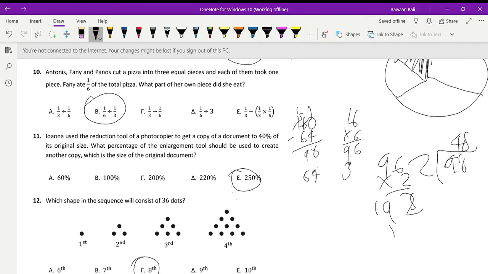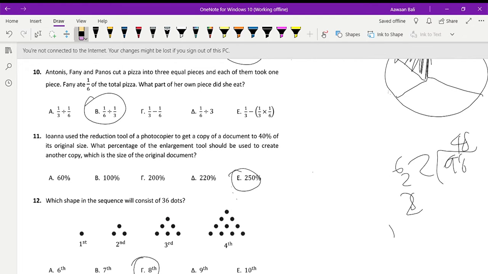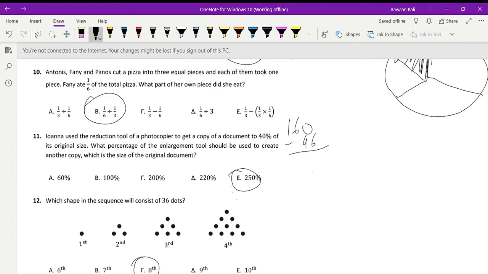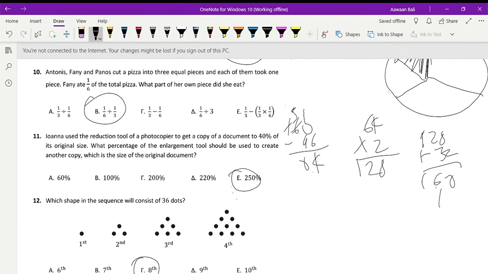Oh, wait, so it says it's 40% of its original size. Sorry, it says it's 40% of its original size, which means you minus by 60 though. So once it's 96, is 64. Now basically we have to find how we get back to 250 from here. So let's do 128 and half of 64 is 32. So 128 plus 32 is 160. So we go back to the whole and the answer is 250%.